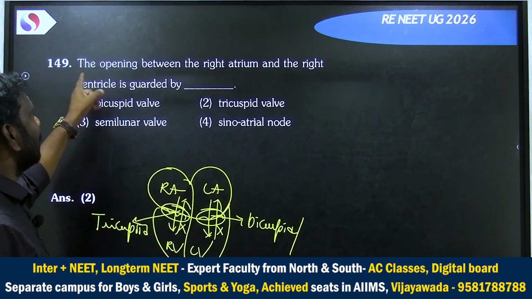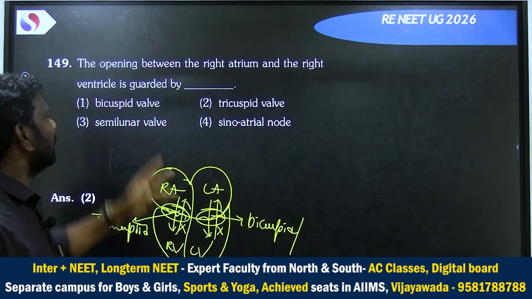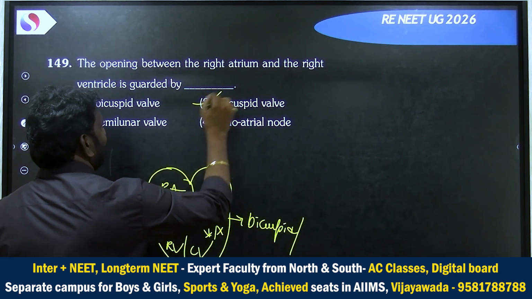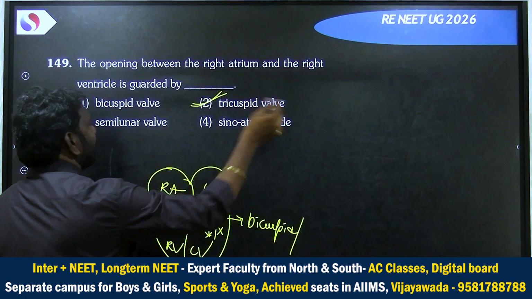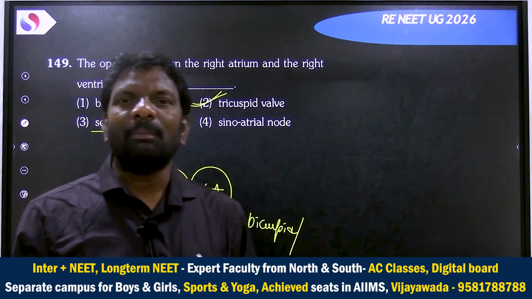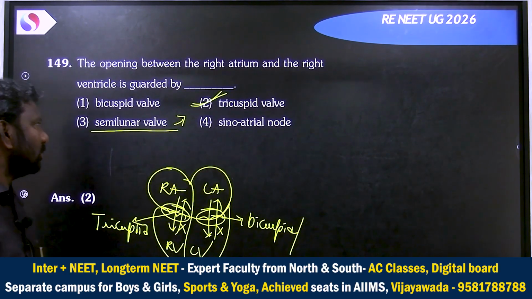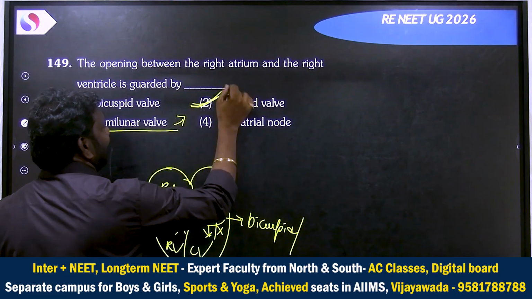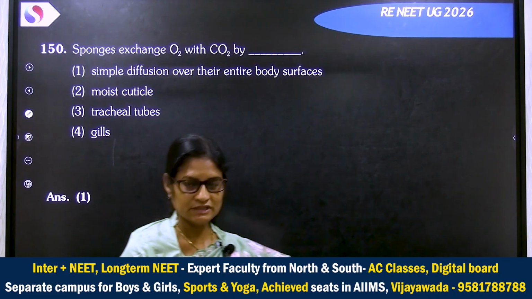Here they are asking: the opening between the right atrium and right ventricle is guarded by which valve? First option bicuspid valve, second option tricuspid valve, third option semilunar valves, fourth one sinoatrial node. Semilunar valves are located at the base of the pulmonary trunk and systemic trunk. So the right answer for this question is the tricuspid valve. That is the 149 question.